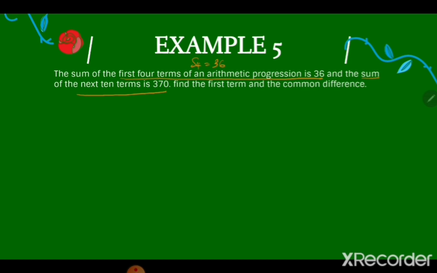Next 10 terms. So if we have T1, T2, T3, T4, T5, T6, T7, T8, T9, T10, T11, T12, T13, from 5, 1, 2, 3, 4, 5, 6, 7, 8, 9, we have another one, T14, because it says the next 10 terms. So this is our S4.